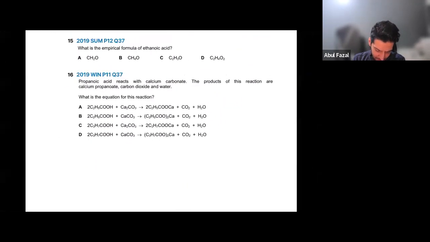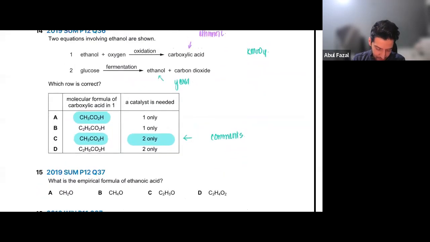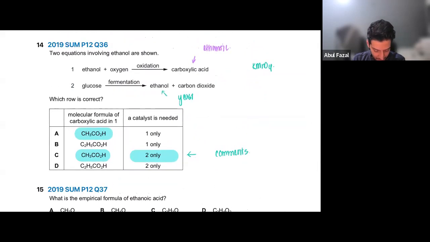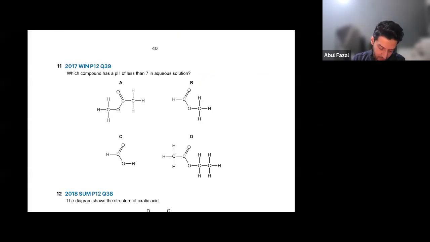16, I want to skip. I think we're done. Yeah, what's the answer for 14? Yeah, it's C, right? But I'll just confirm it anyway in the comments. All right, let's move on to alcohols.